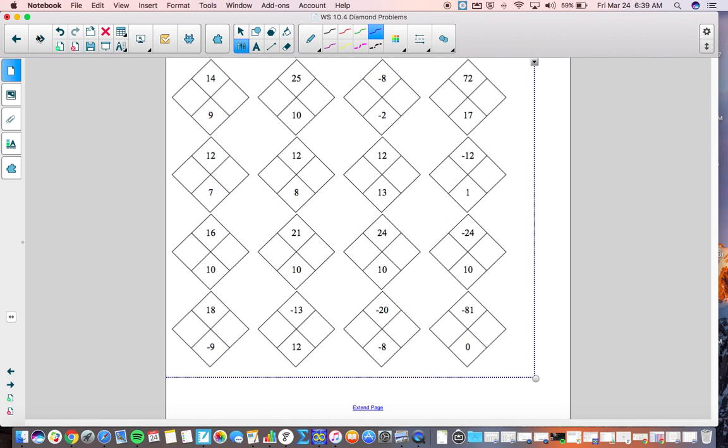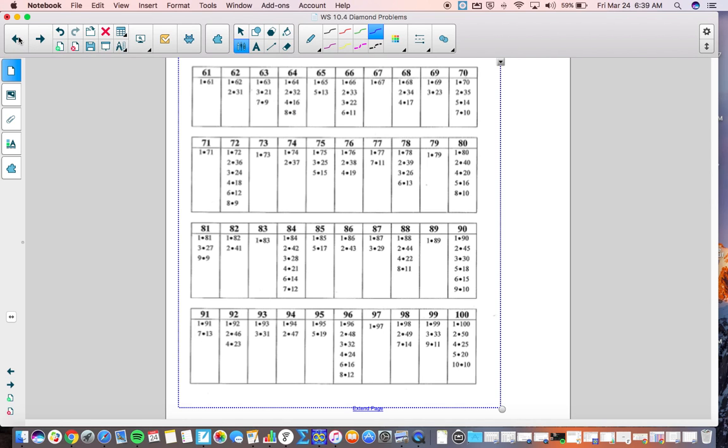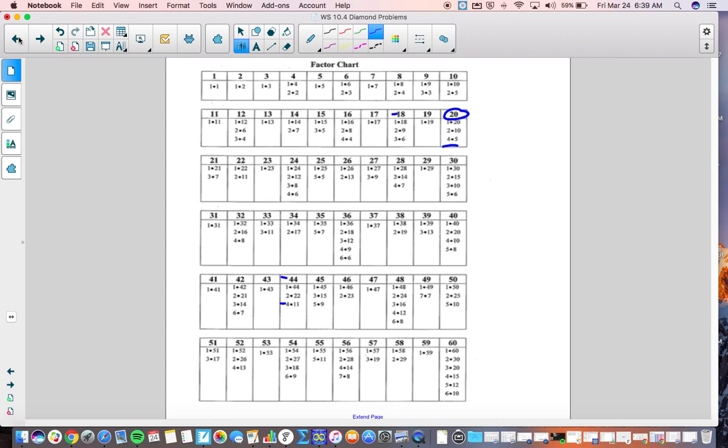All right, here's where the rubber hits the road. This is the most important type of diamond problem of all of these, and you'll see why next week. Now we're looking for numbers that multiply to 14 and add to 9. So now your factor chart's really helpful because there's a couple ways to multiply to 14. So it multiplies to 14 and adds to 9.